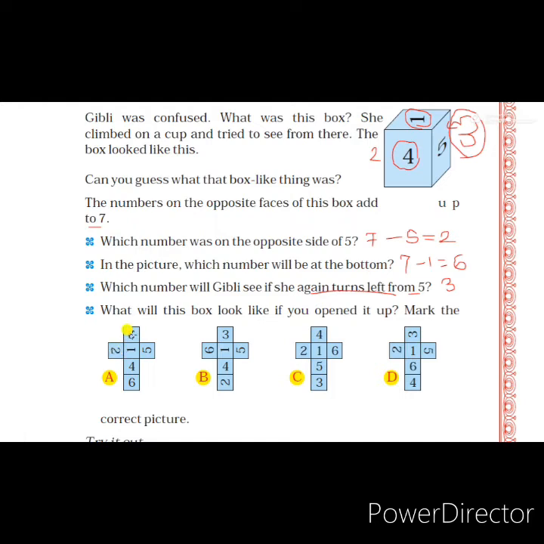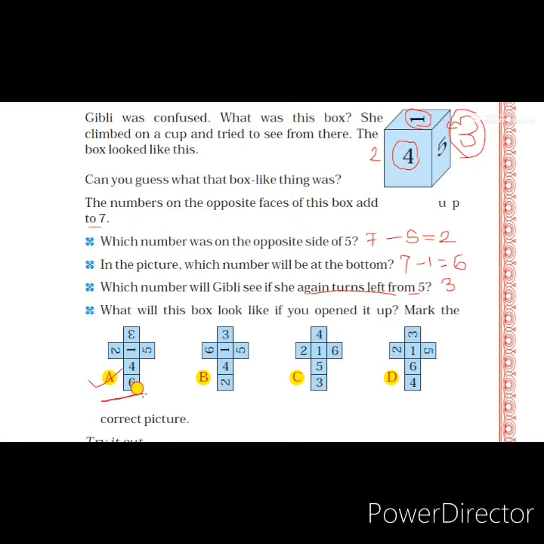Now top and bottom: 3 plus 4, 7. So this is also 7, getting opposite sides. Now 1 plus 6: the 1 is the top portion and 6 will be the bottom portion. So 1 plus 6 equals 7. So all the numbers being counted, we get the answer 7. So what is the correct picture of this box if we open it? Option A is the correct box if you open this. Option A is the correct answer.